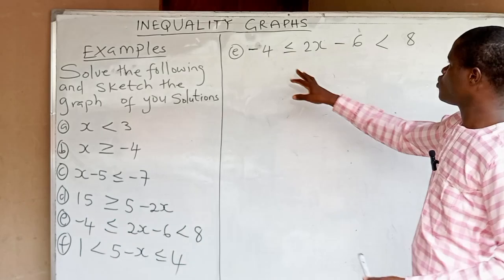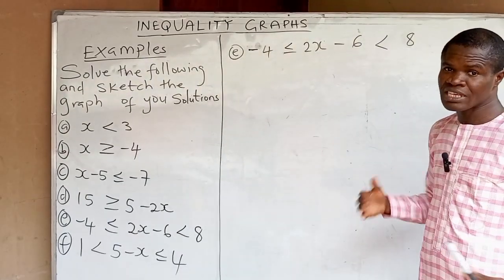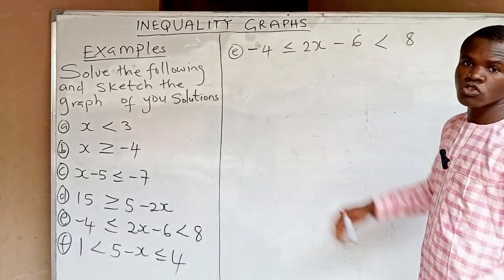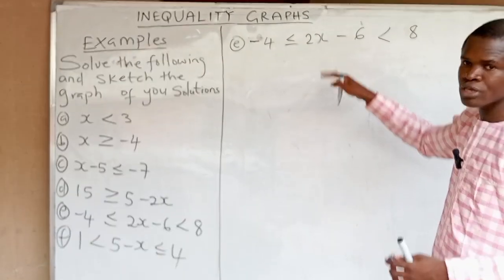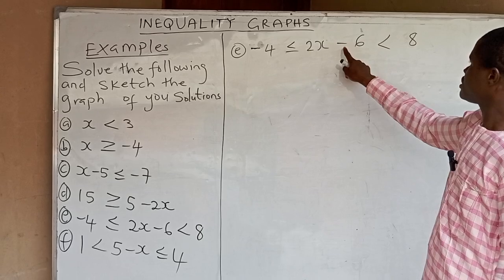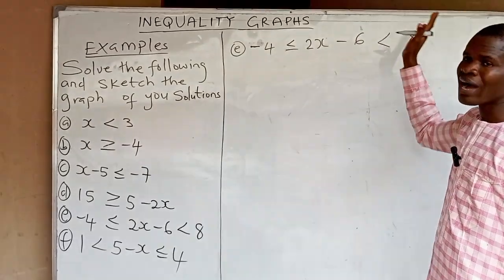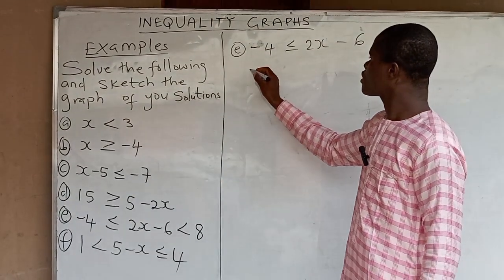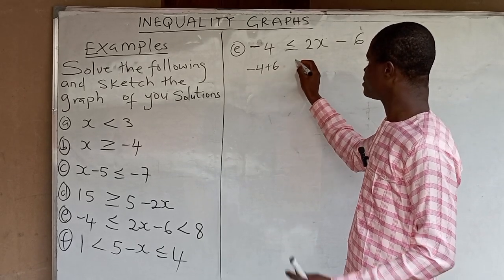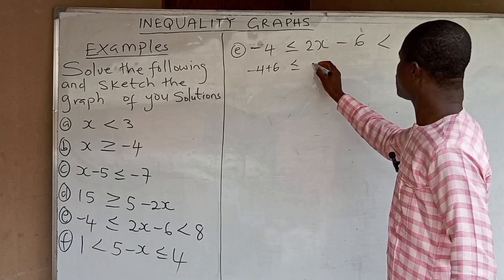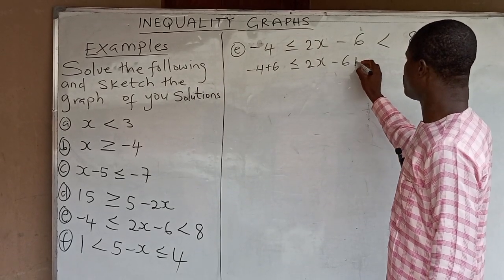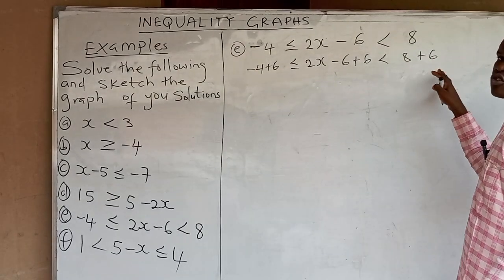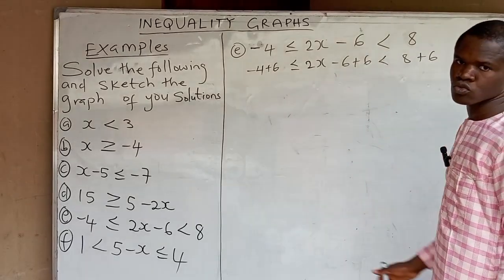Okay, so in this question, we have two inequalities in one equation. So this is a case of compound inequality. To solve this problem, at this center, I want x to be alone. So the first thing to do, since this is minus 6, we are going to add 6 all through to both sides of the equation. So this becomes minus 4 plus 6 is less than or equal to 2x minus 6 plus 6 is less than 8 plus 6. So we have successfully added 6 all through.